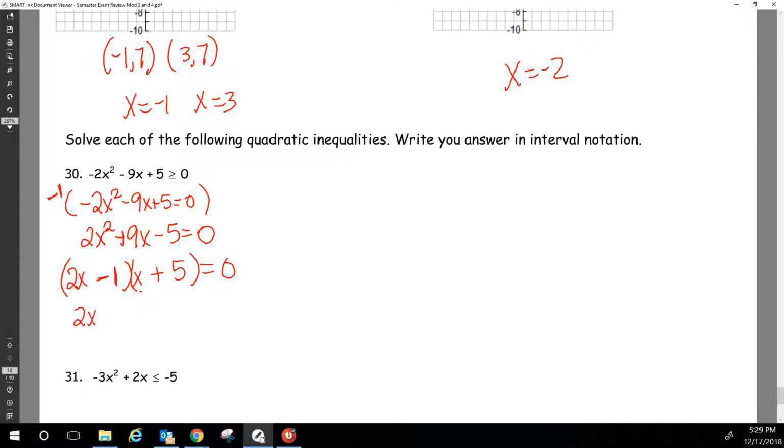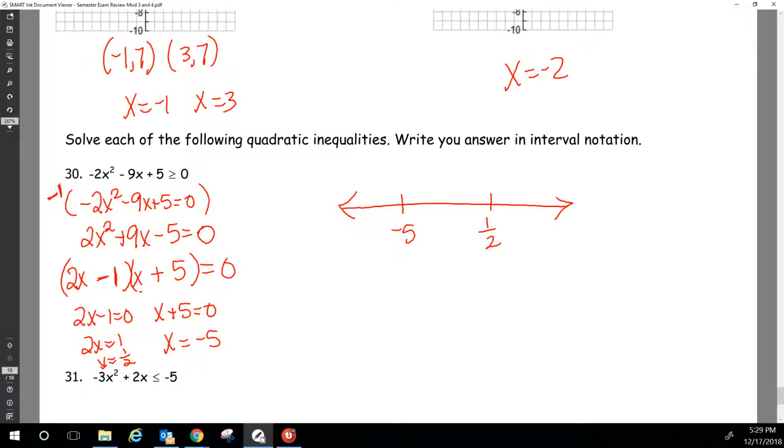Once I've got it factored, I'm going to set them each equal to 0 and solve. So I've got x is equal to negative 5, 2x is equal to 1, x is equal to 1/2. So on my number line, I've got negative 5 and 1/2. And I'm going to test the points in between to see if it makes a true or false statement to figure out where it's greater than or equal to 0. This is where they're equal to 0.